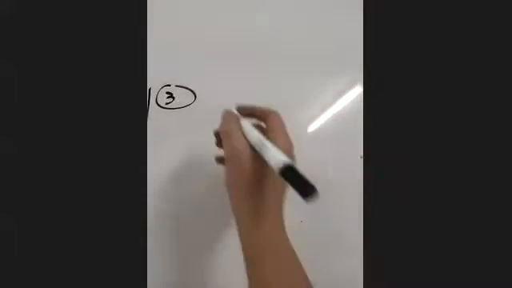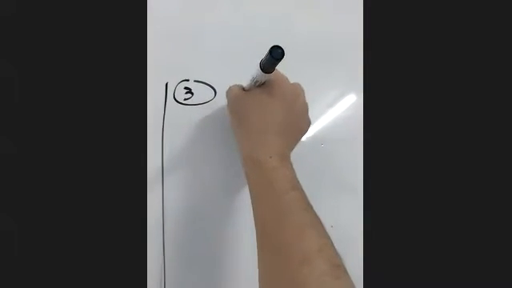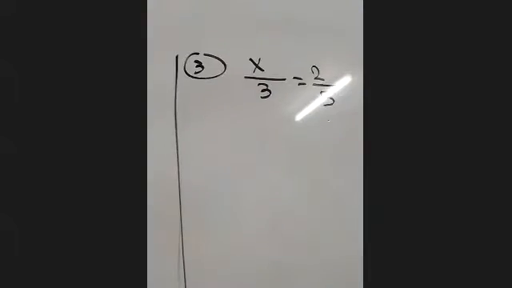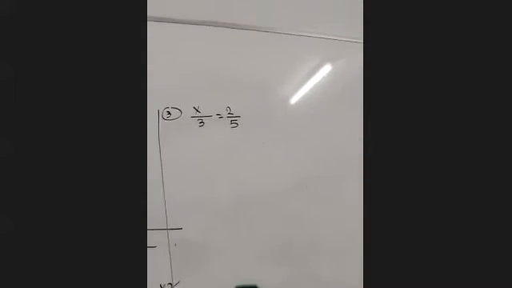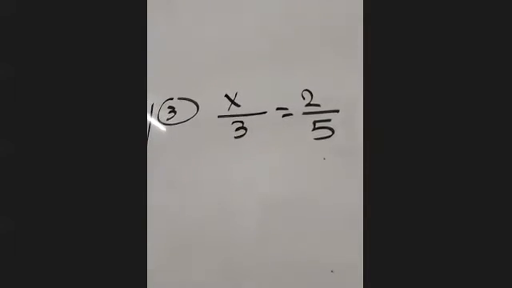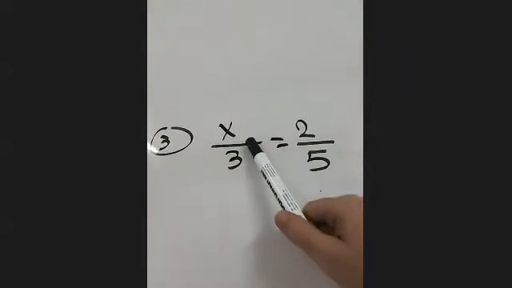For example, x over 3 equals 2 over 5. Focus. x over 3 equals 2 over 5. Now here we have division with the variable.